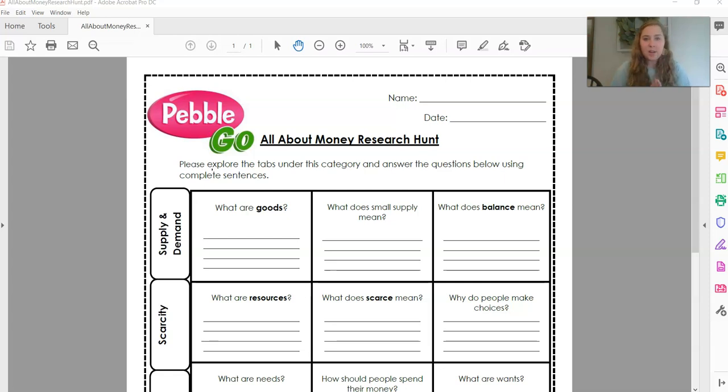Okay, so the first thing that you need to do is print out this PDF. It says all about money research hunt. If you do not have a printer where you can print this out, you can most definitely copy the questions down on a sheet of paper, but please make sure you double check that you are answering all the questions, because I would hate if you missed a couple points because you didn't answer them all. Okay, so let's just take a look at this sheet.